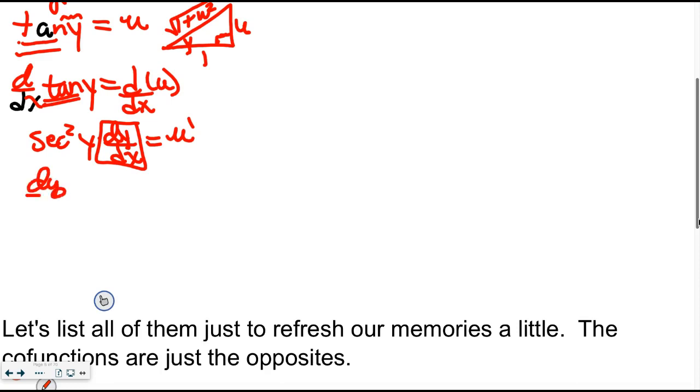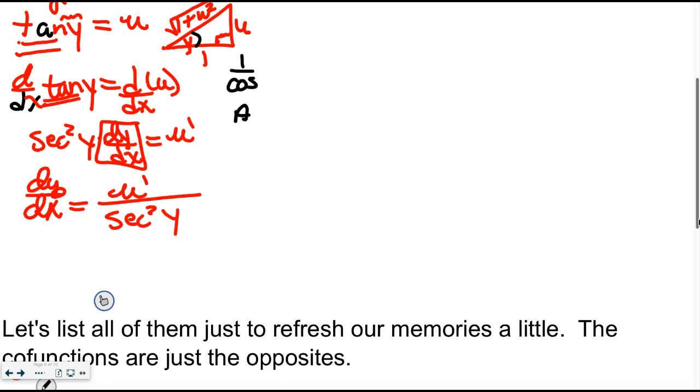So my derivative as a function of x will be u prime, the derivative of u, over secant squared y. So I'll go back to my right triangle and do secant squared. Well, secant is 1 over cosine, right? Cosine is adjacent over hypotenuse. So I need to do hypotenuse over adjacent for secant. So I do hypotenuse over adjacent, but then I square it. So I will be getting u prime over 1 plus u squared.